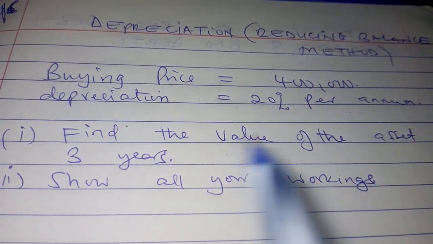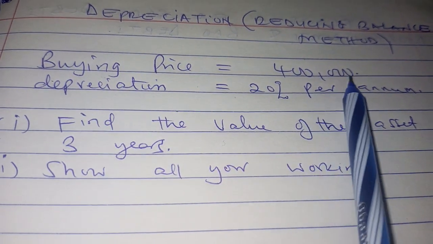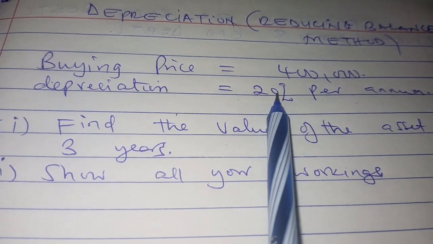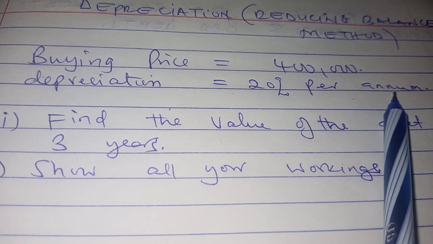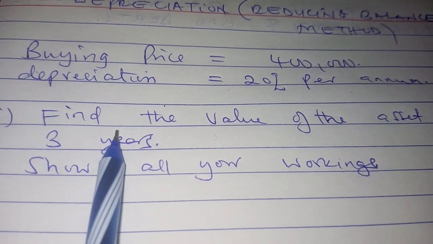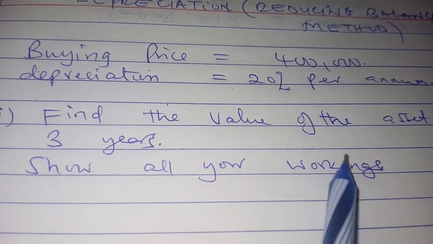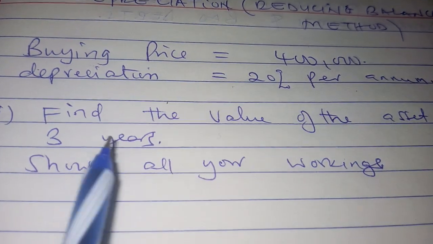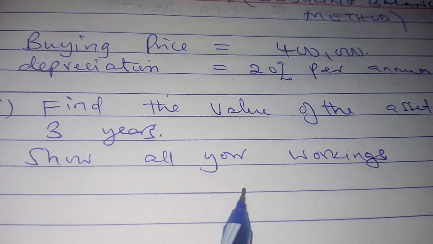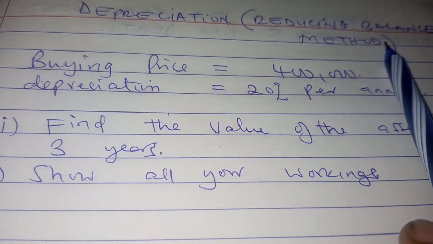So, in the question, you are told by the examiner the buying price of the machine is 400,000. The depreciation rate is given as 20% per annum, and the requirement is to find the value of the asset after 3 years, and you are told to show all your workings. So if you're told to find the value of the asset after 3 years and show all your workings, then the first thing to do is to know how you calculate the depreciation on the reducing balance method.